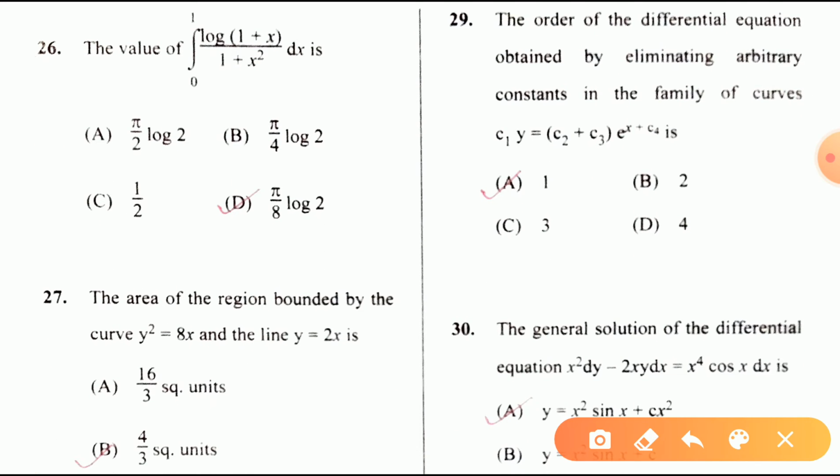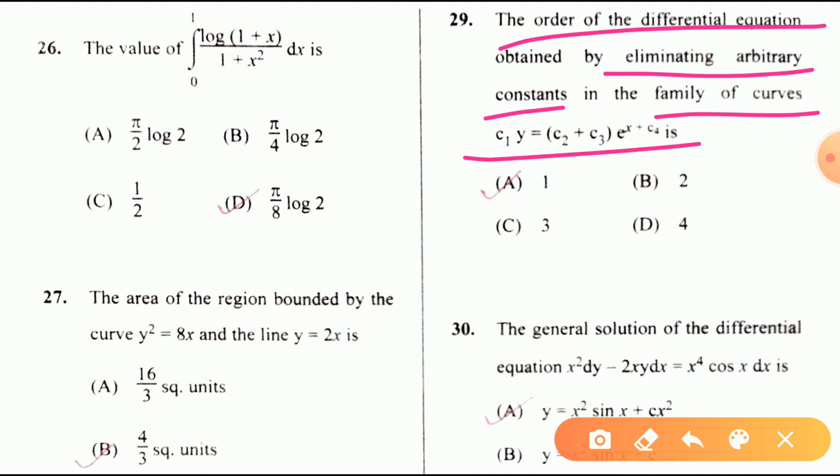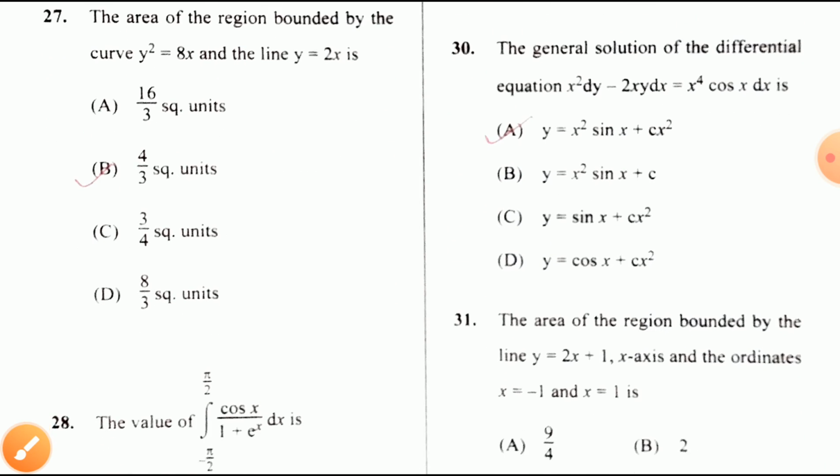Order of the differential equation obtained by eliminating the arbitrary constant in the family of curves. Okay, here the right choice of this question is 1. The order of the differential equation is 1, because it has only one arbitrary constant. Next, question number 30.